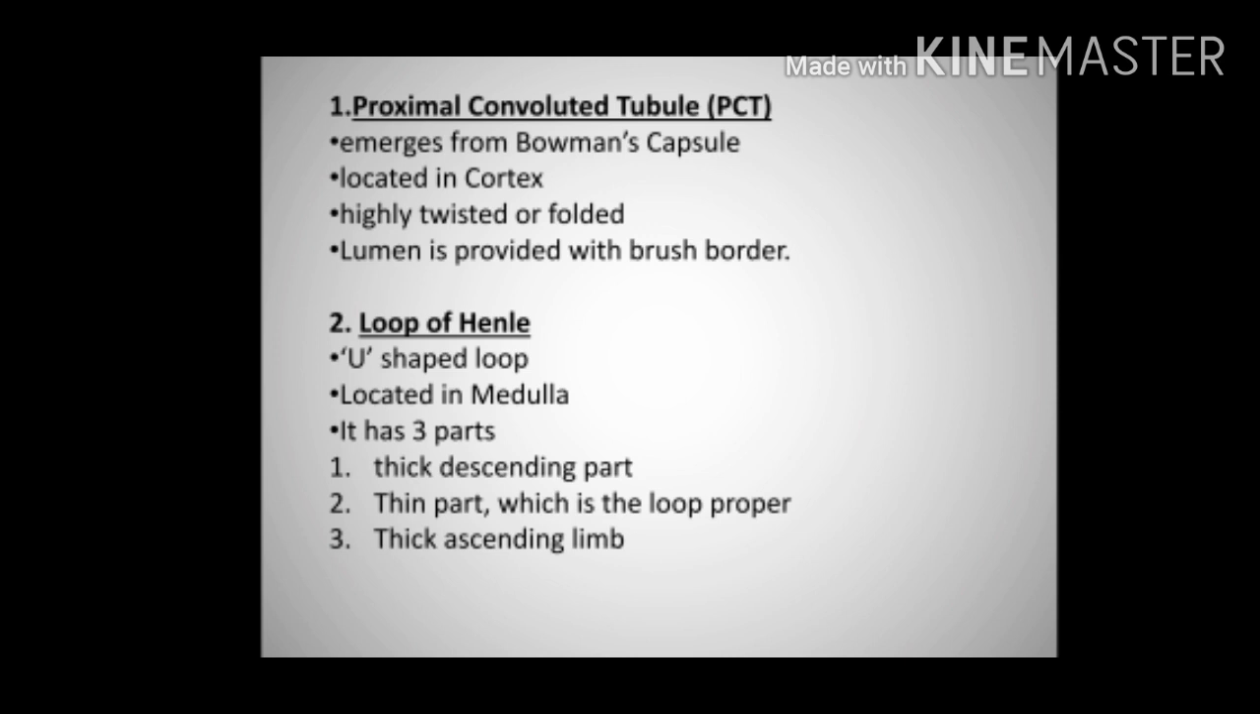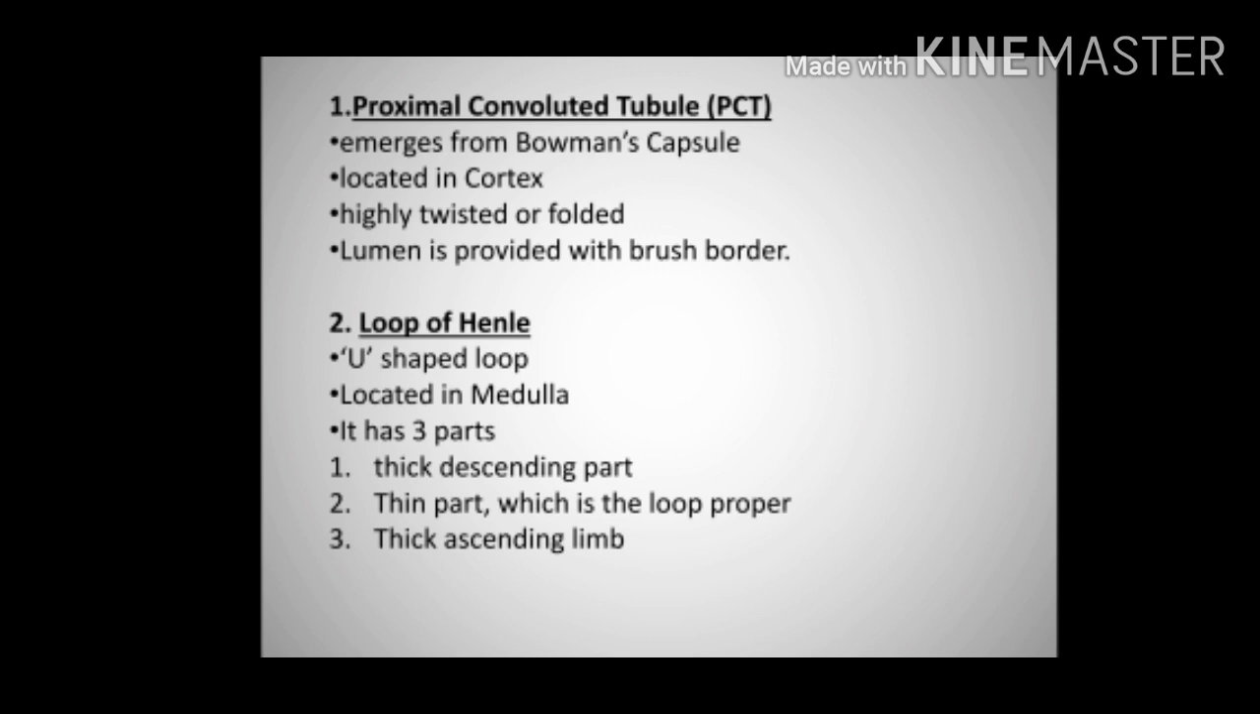It emerges or arises from Bowman's capsule. It is located in the cortex of kidney. It is highly twisted or folded tube. Its lumen is provided with brush border. It means the inside surface of lumen is covered with densely packed microvilli or finger-like projections, forming a border which is readily visible under the light microscope, giving it the brush border. The brush border provides more surface area for the reabsorption of substances in PCT.